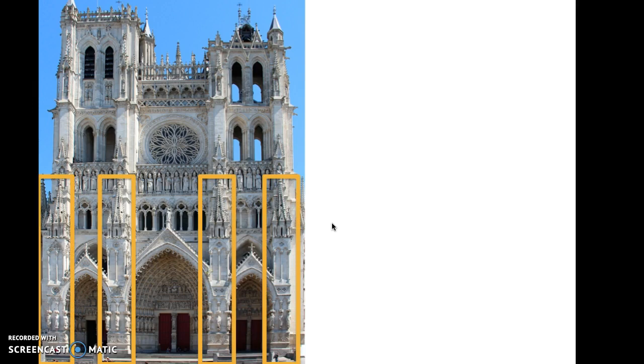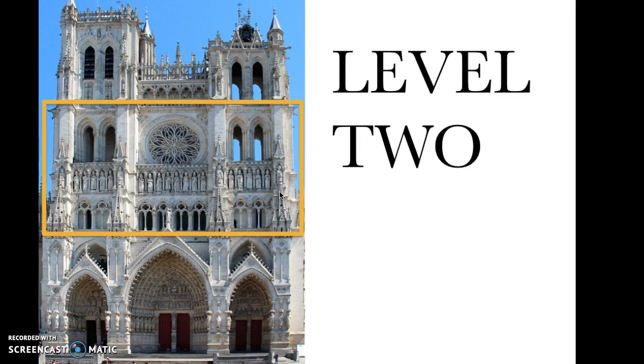Now, another thing I want you to realize on level one, just decoration-wise, is that it has these columns coming this way that have very beautiful design. So later on, when you decide how you want to draw your cathedral, you may want to include something like that. Now let's move on to level two.